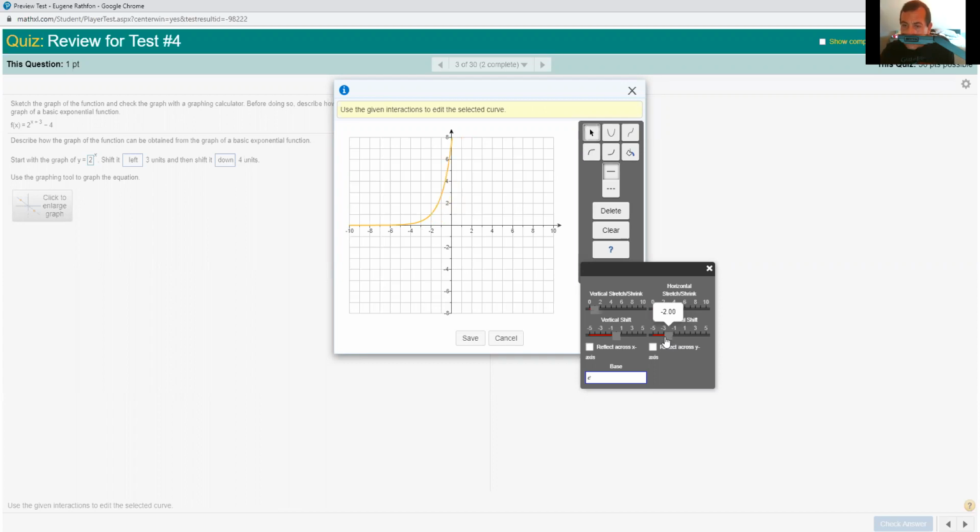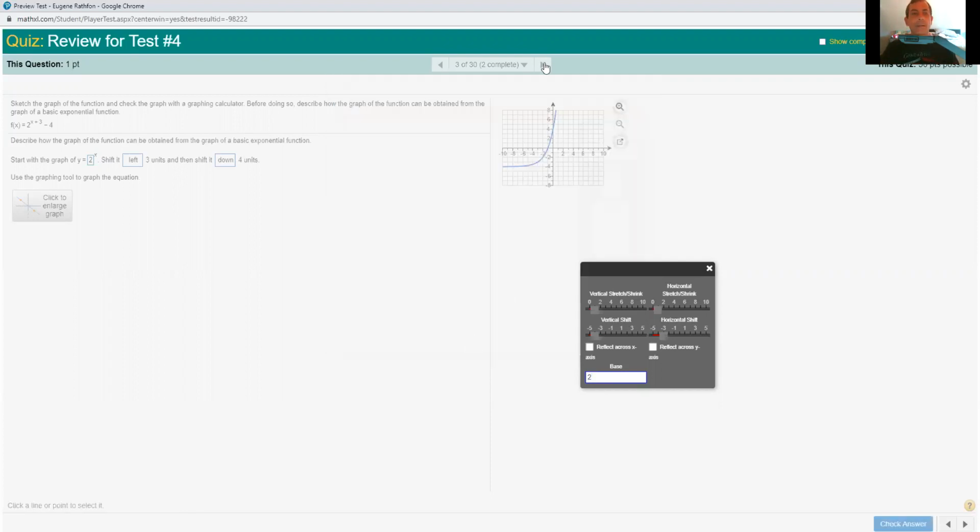All right, get over there on the three. Down four would be a vertical shift, down four. And then remember, this base has to be changed. So that base on mine was once again a two, so I need to put a two in there. All right, y'all, then you would save that and go to the next.